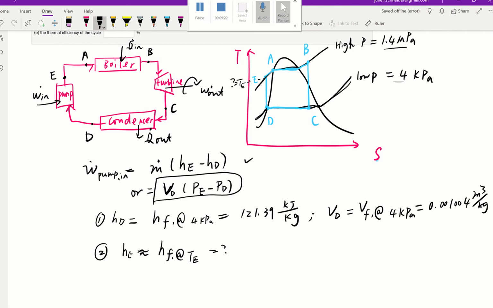Then we can go ahead and put it into that formula to find our pump work. So our pump work coming in is going to be equal to VD, which is 0.001004 meter cubed per kilogram, times our PE, the highest pressure, which is 1.4 megapascal. Changing that to kilo, it's 1400 kilopascal, minus the pressure at D, which is 4 kilopascal. So that's going to give us this.